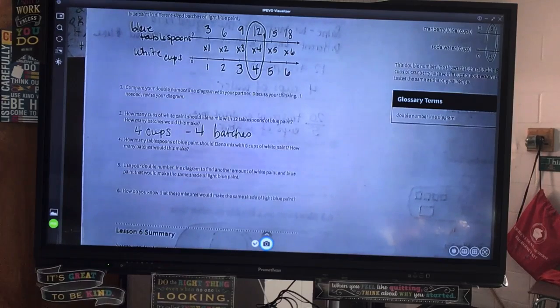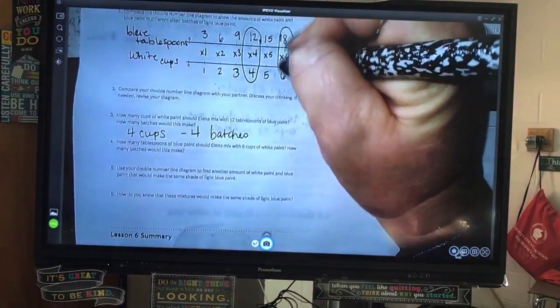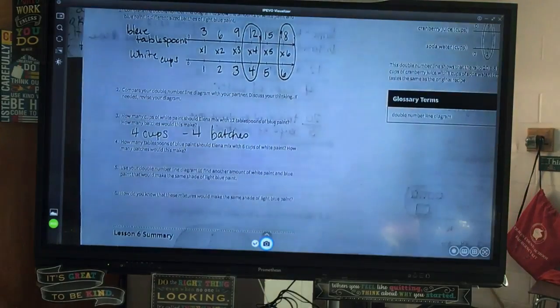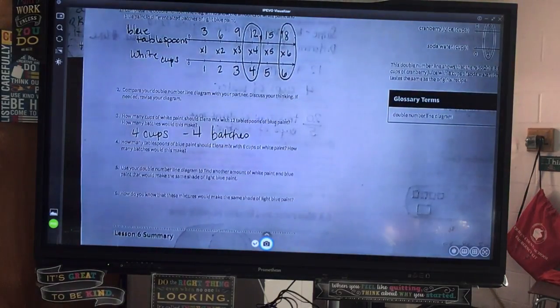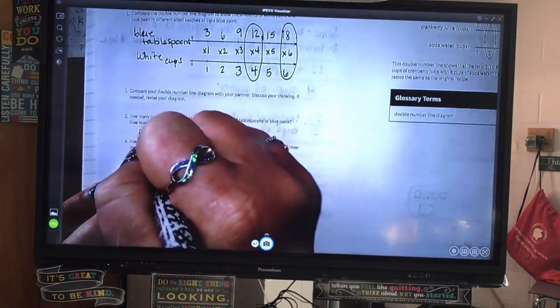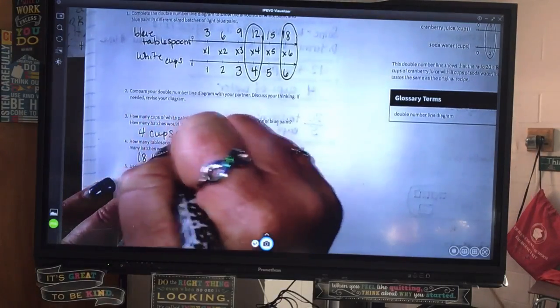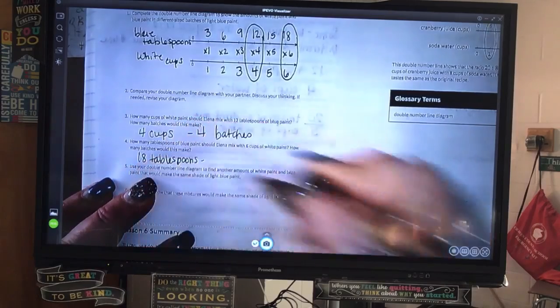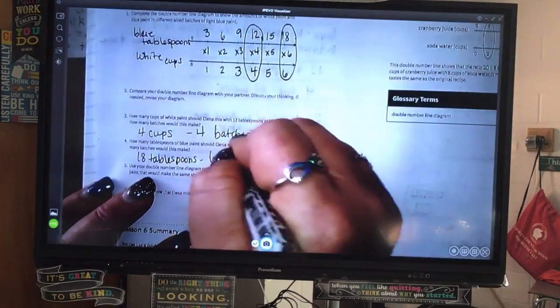All right, so which one are we circling? William? 6 to 18. Yes. And then, how many tablespoons of blue paint do we need? 18. And how many batches does that make? 6. Make 6. And how do you know that?